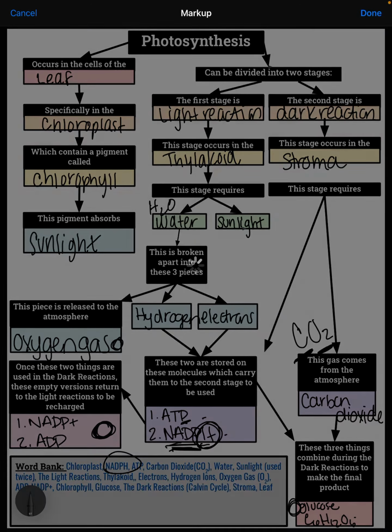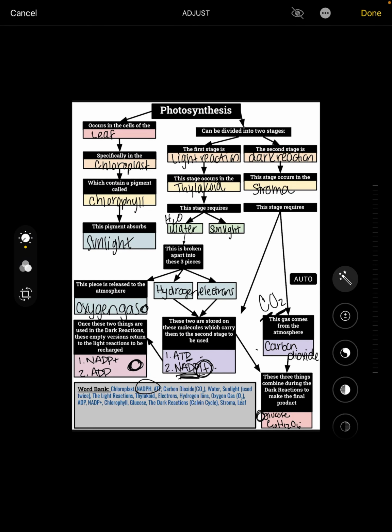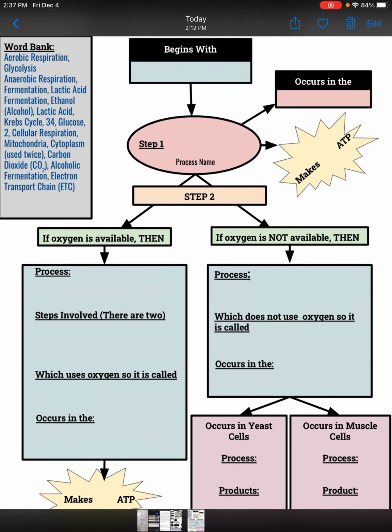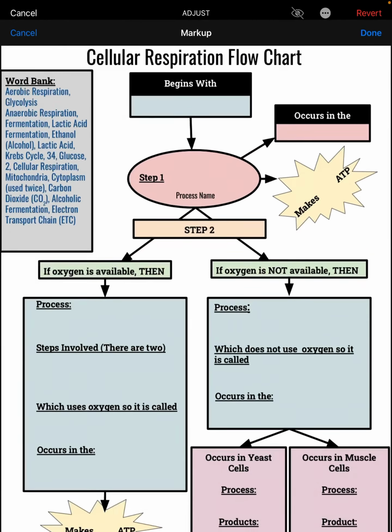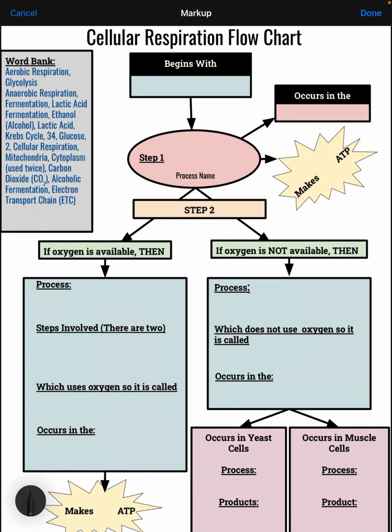Now, what we are going to do is move on to the cellular respiration side of it. And this is typically where people get a little bit more confused, but this flowchart should help you in your understanding. When we are looking at cellular respiration, this occurs not only in plant cells, but it also occurs in animal cells, okay? And here's a word bank to help you out.